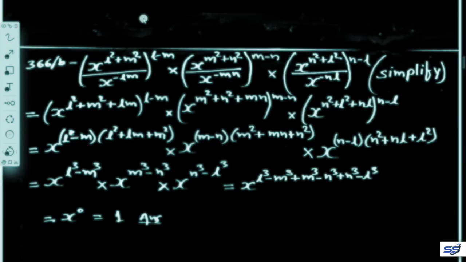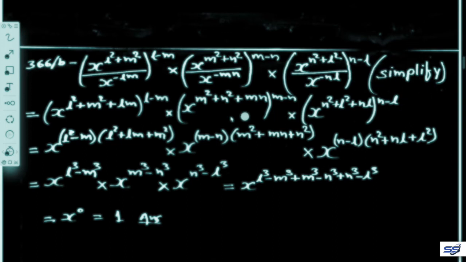366 upon b, a problem of indices is given here to simplify. The given problem is x power l square plus m square upon x power minus lm, whole power l minus m, into x power m square plus n square upon x power minus mn, whole power m minus n, into x power n square plus l square upon x power minus nl, whole power n minus l. Now this is a problem of indices. We have to simplify this, make it in simple form and get our required answer.